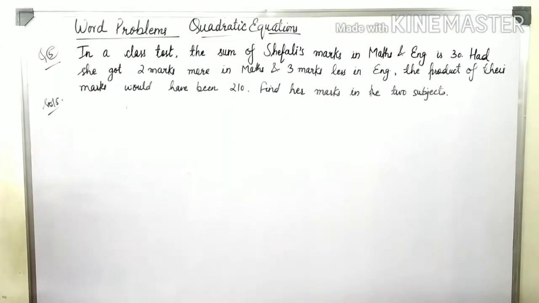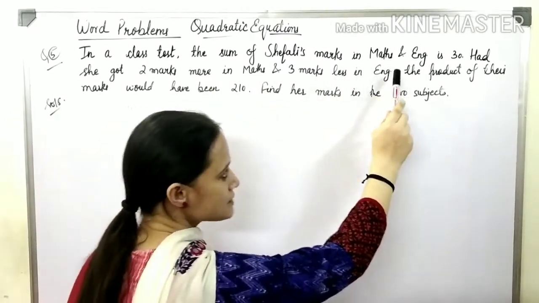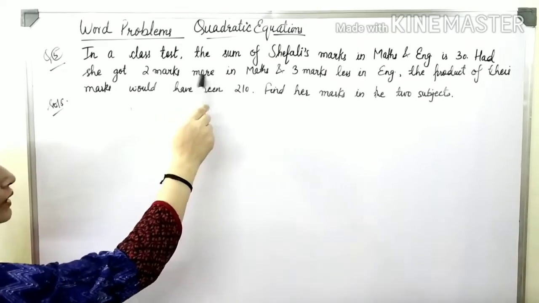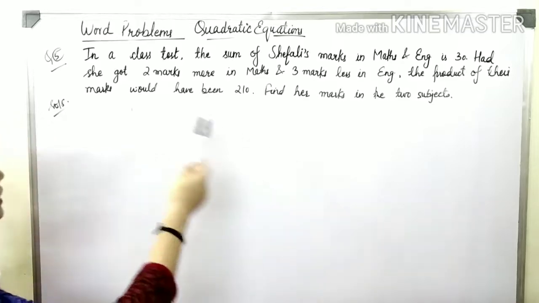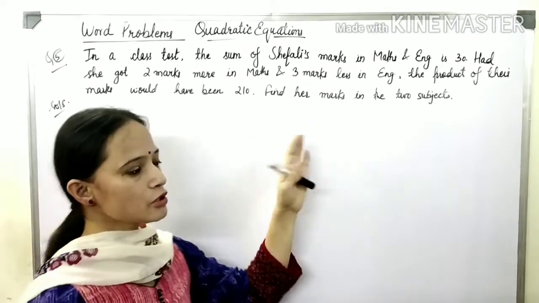Next, question number 5: in a class test the sum of Shefali's marks in maths and English is 30. Had she got 2 marks more in maths and 3 marks less in English, the product of their marks would have been 210. Find her marks in the two subjects.